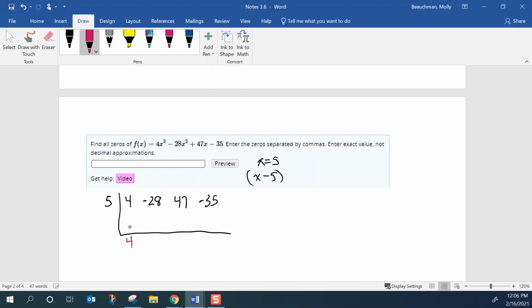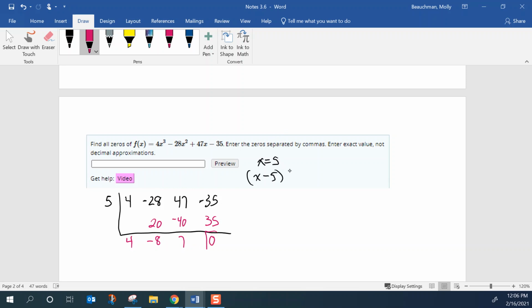I carry down the 4. 4 times 5 is 20. -8 times 5 is -40. We end up with 7 times 5 is positive 35. And that should happen. We get a remainder of 0. So that means that x equals 5 is a zero.